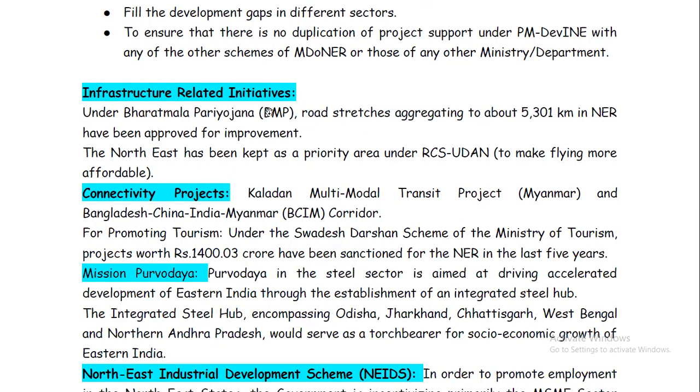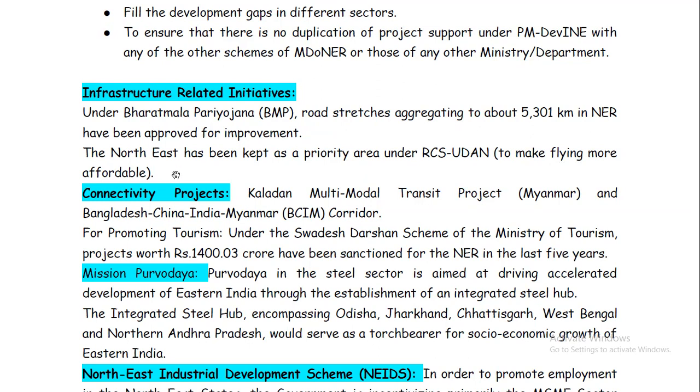Now, if we look into the infrastructure related initiatives of the central government of India towards this Northeastern region, we have to cite the example of Bharatmala Pariyojana. Under Bharatmala Pariyojana, that is BMP, road stretches aggregating to about 5,301 kilometers in the Northeastern region have been approved for improvement.